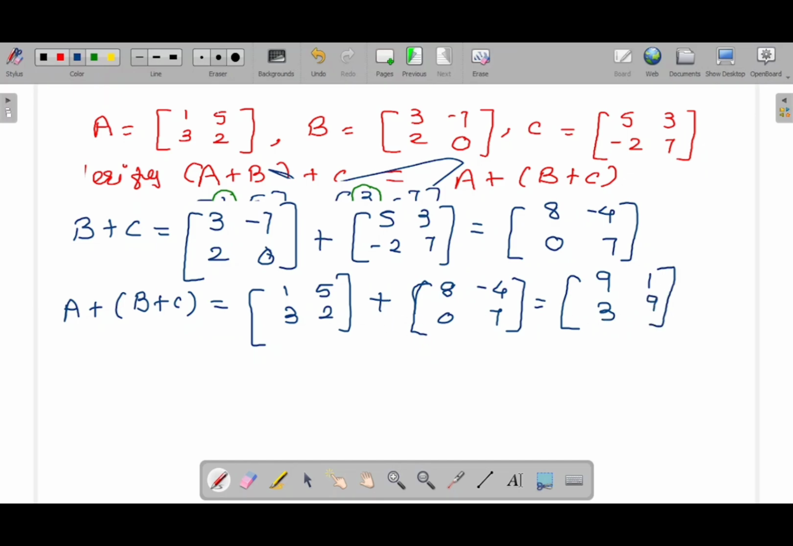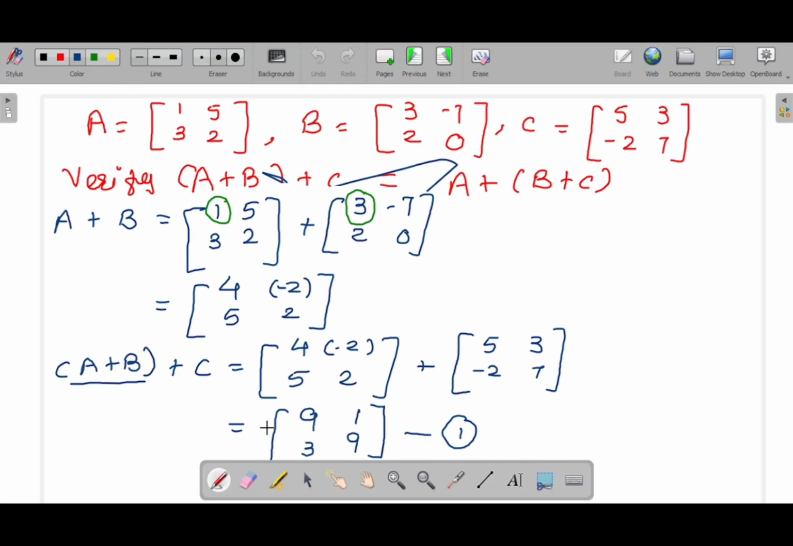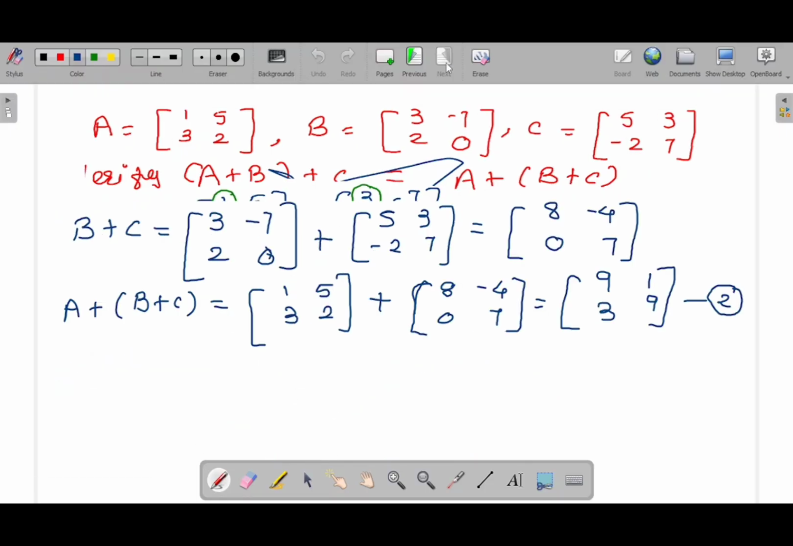So this is the entire calculation of my right hand side part, A plus B plus C. Let me call it result number 2. Now on the left hand side we have result number 1, which represents A plus B plus C. Here we see the numbers 9, 1, 3, 9, and on the right hand side which we have calculated, our result is also 9, 1, 3 and 9.